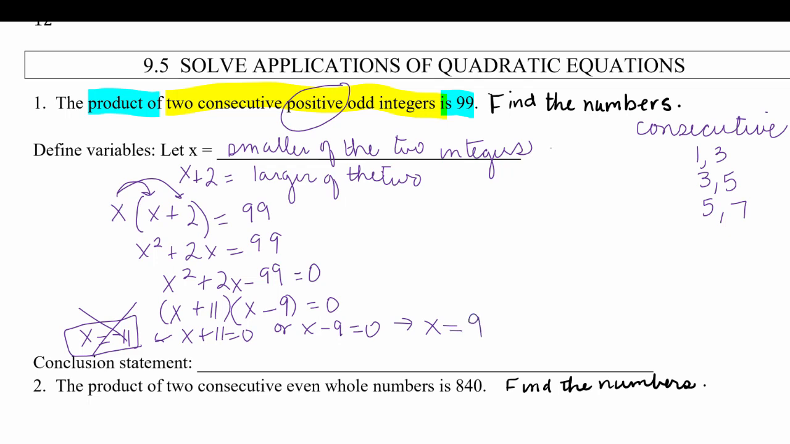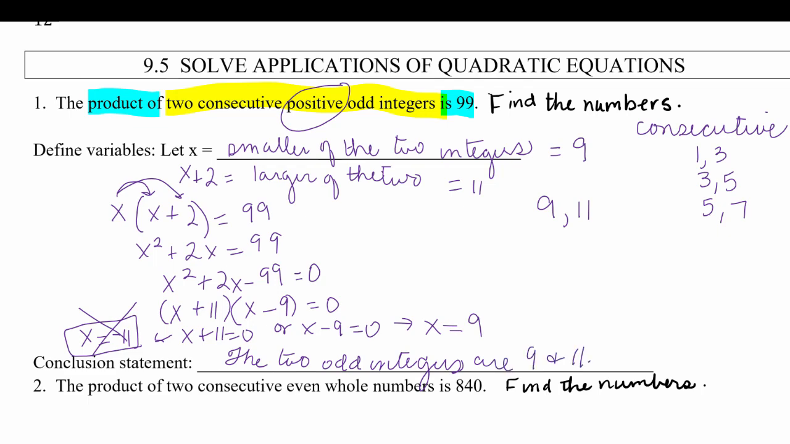Remember that x is our smaller integer. So to find the next integer, we add 2. So that would be 11. So 9 and 11 are our pair of integers. Are they odd? Yes. Are they consecutive? Yes. 9, 11, right? And do they multiply to 99? Yes. So these are our two integers. So the conclusion statement would be that the two odd integers are 9 and 11. That'd be good.